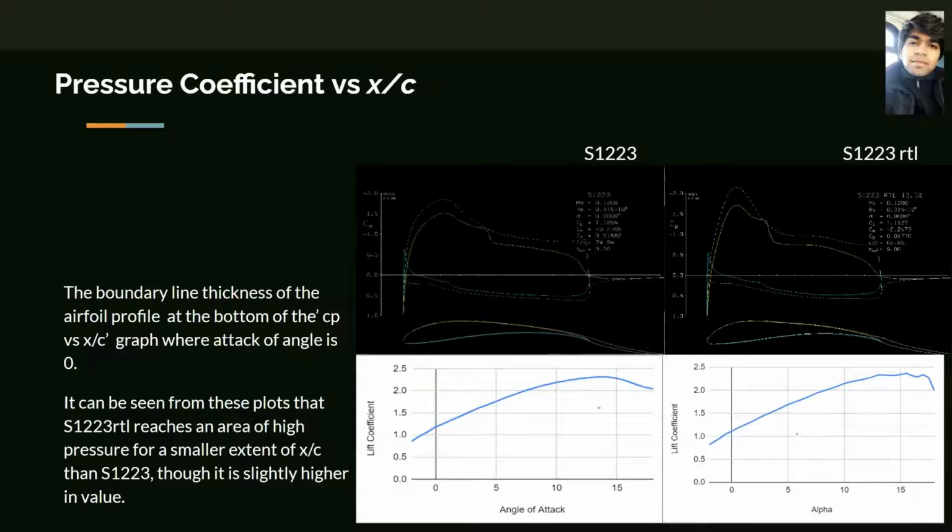Here we can see the plot of pressure coefficient versus the normalized length x over c created on Xfoil. In this graph, the angle of attack used is 0 degrees. According to the graph, we can infer that in the graph of S1223 RTL, it reaches an area of high pressure for a smaller extent of x over c, which is normalized length, than S1223. Also, at the bottom of Xfoil, we can see the boundary layer thickness of the airfoil profile.